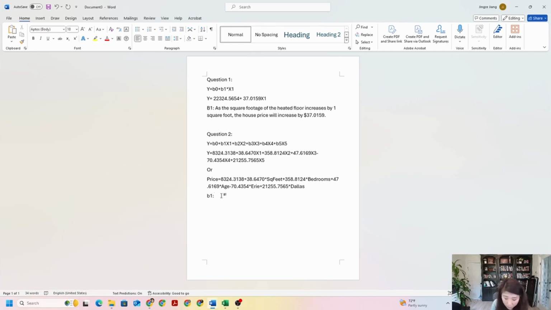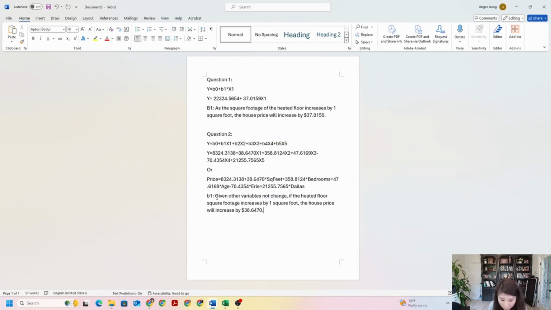So that is interpreted as: even if the other variables do not change, if the heated floor square footage increases by 1 square foot, the house price will increase by that much, right? So let me just copy this one.